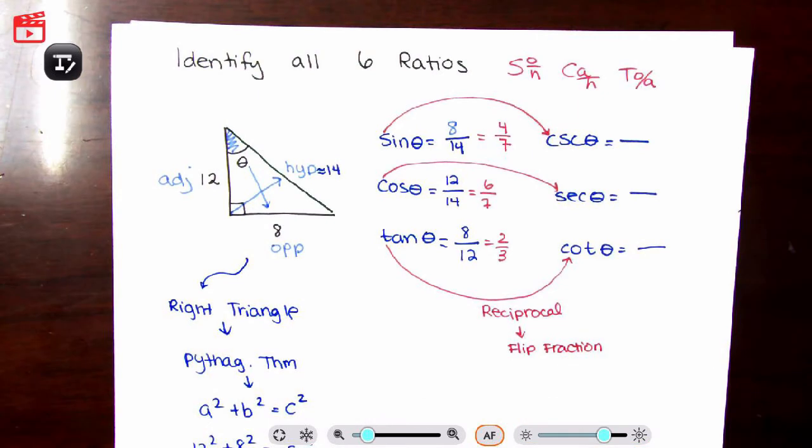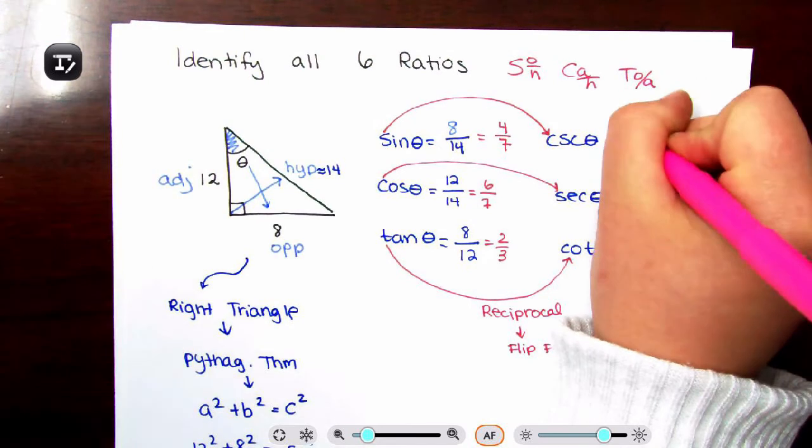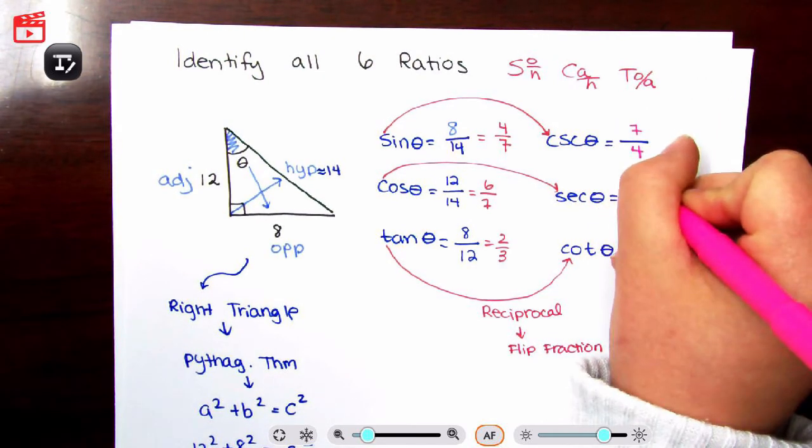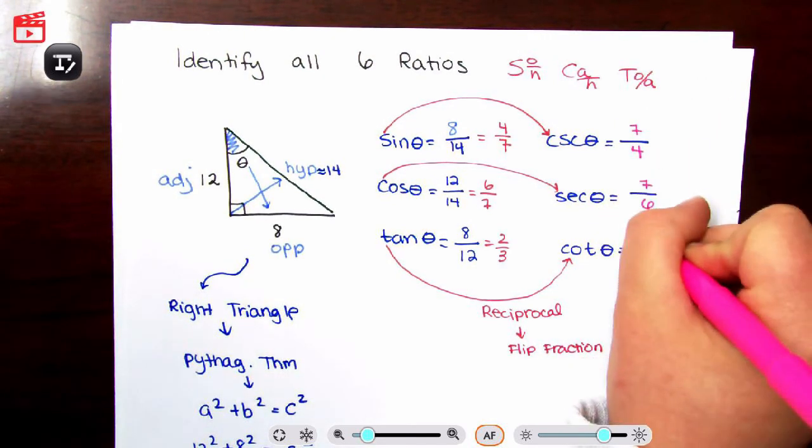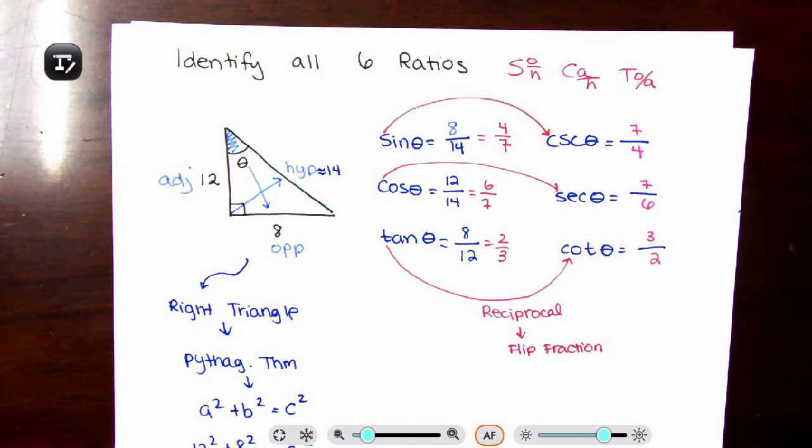So once you have sine, cosine, and tangent, all you have to do is flip the number in your set. So you have 7/4, 7/6, and 3/2 as your fractions.